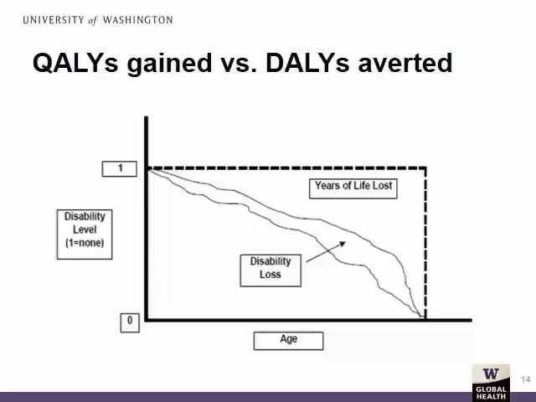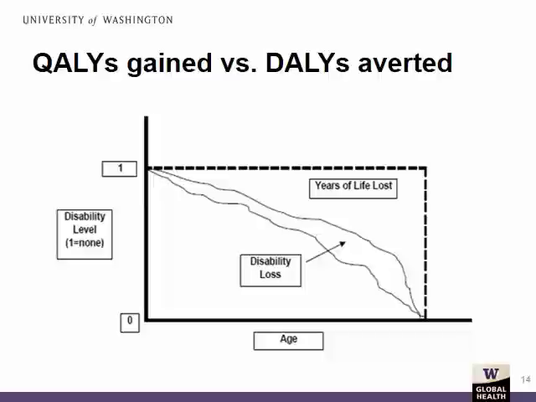DALYs are the opposite of QALYs. 1 is reflective of full disability, so it's a bad thing, and 0 is reflective of zero disability, so it's a good thing. So DALYs and QALYs are essentially opposite, and you will see in the literature, studies will report cost per QALY gained and cost per DALY averted. And that's reflective of the flipped scale, essentially, where you have 1 for full disability in DALYs and 1 for full health in QALYs. And so they are kind of opposite, area above the curve and area below the curve.